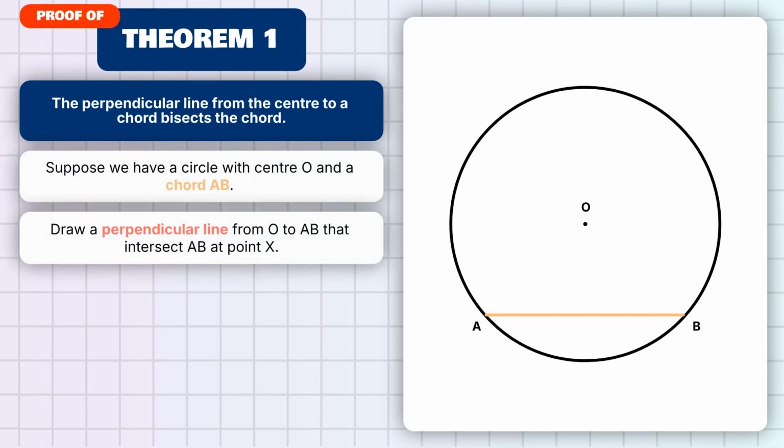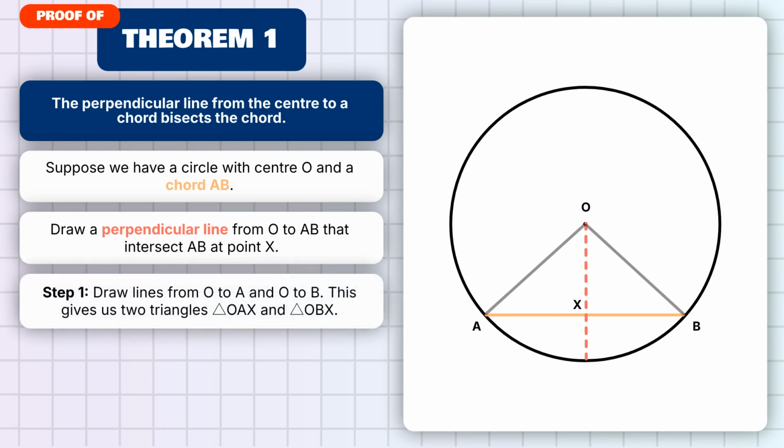Let's now walk through how we prove this. Consider a circle with center O and a chord AB. We will draw a perpendicular line from O to AB that intersects AB at point X. Now we've set the theorem up, let's walk through a step-by-step proof of this theorem.